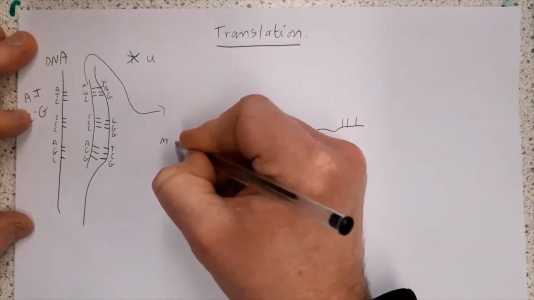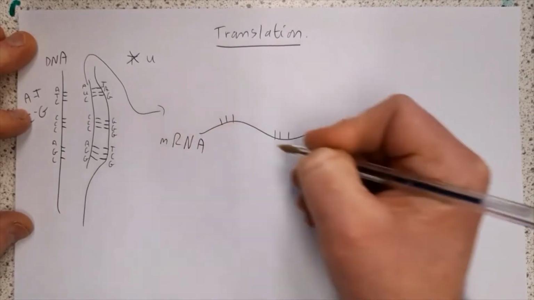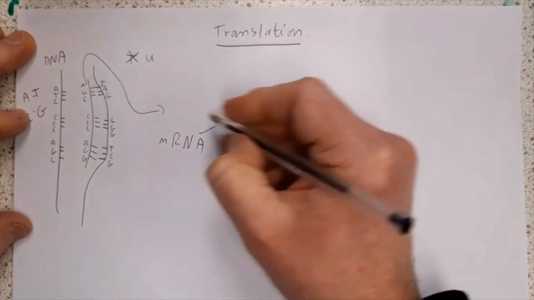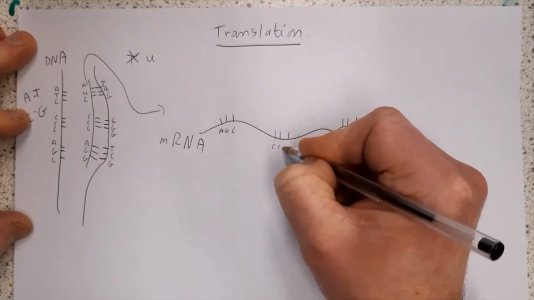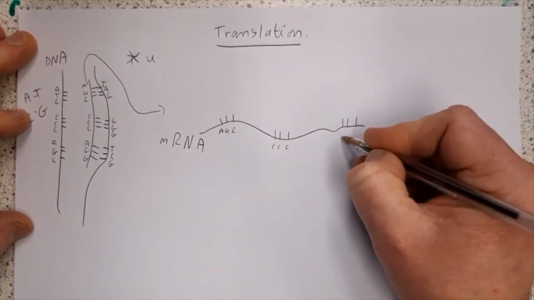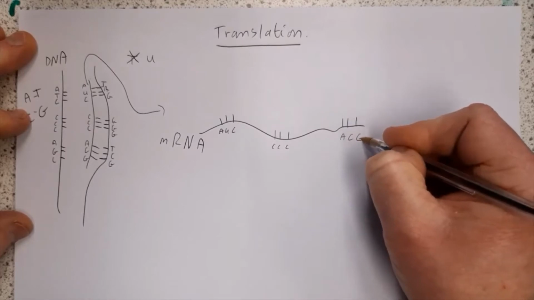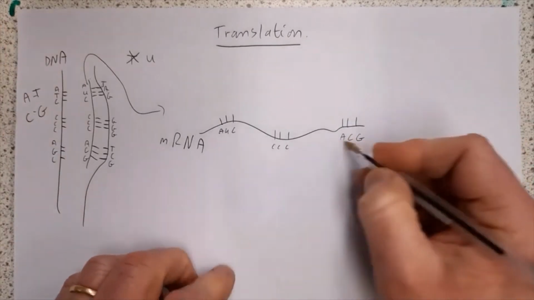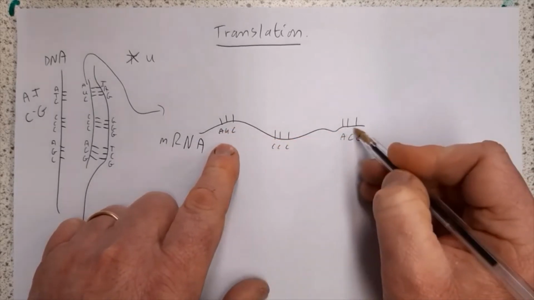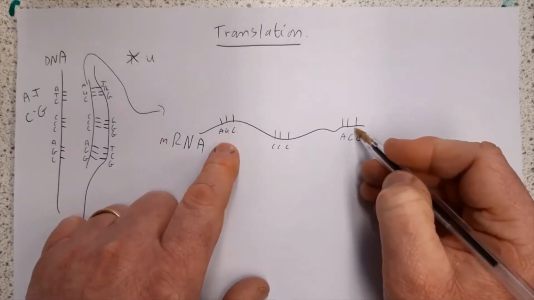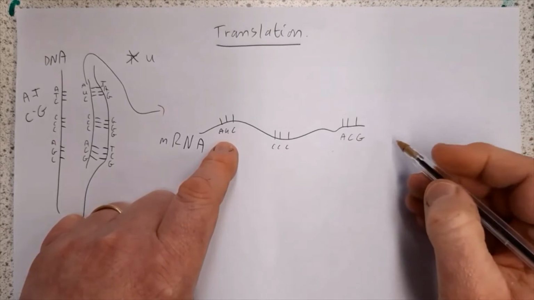This is like you photocopying the main library, and you take this piece of mRNA, that's your M or messenger RNA, with its code AUC, CCC, ACG, and it would be longer than that. This has got 3 words in it, 3 codons, if you like. There are lots of possible ones.